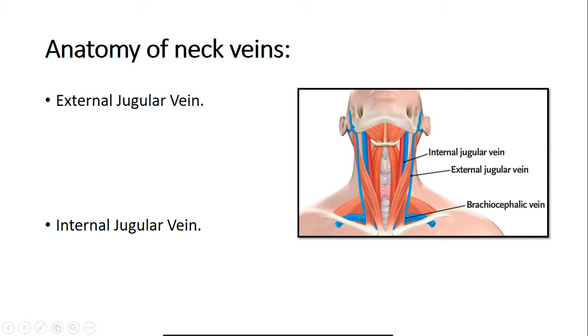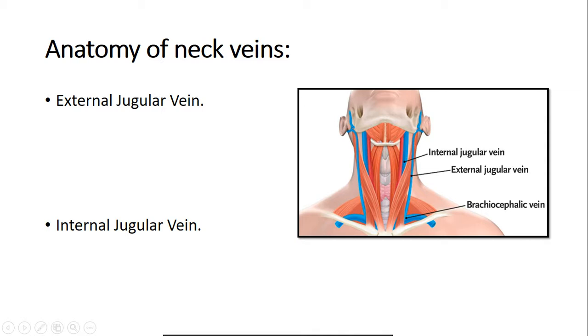Alright. The external jugular vein is formed by joining two veins together: the posterior auricular vein, which drains the scalp, and the retromandibular vein, which drains the skin of the face. They join together at the angle of the mandible here and continue like this to end in the subclavian vein on the right side, or the brachiocephalic vein on the left side.